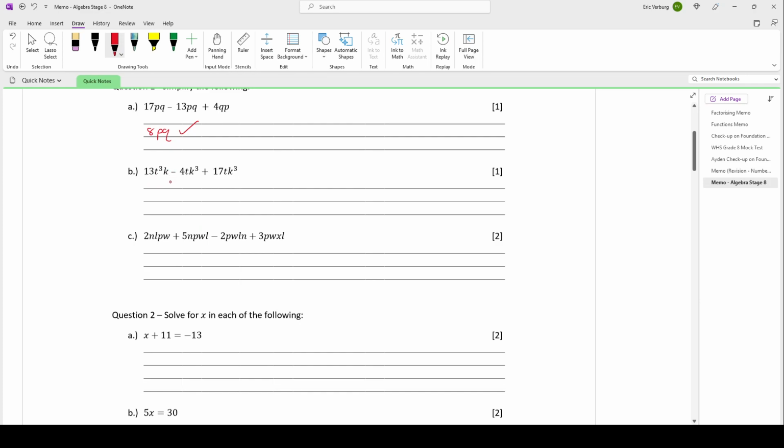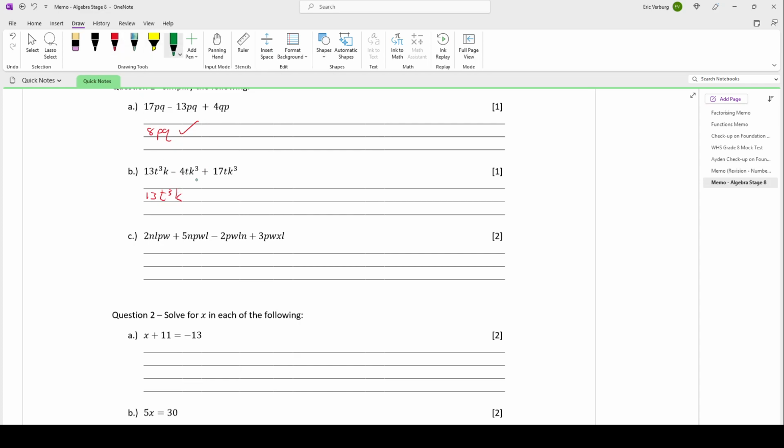Next up, something similar. Now let's see again which terms are like terms. I'm just going to color them if they're like terms. So we've got a t to the power 3 and a k, and we don't have another t to the power 3 and a k. So this is by itself, so we can just rewrite that one: 13t to the power 3 k.